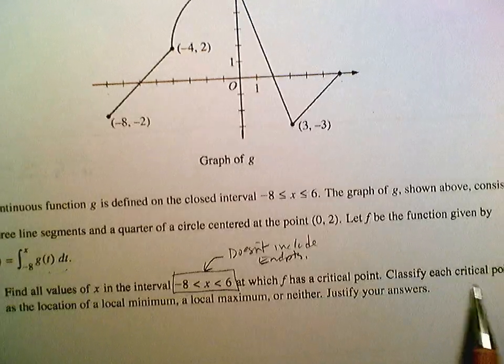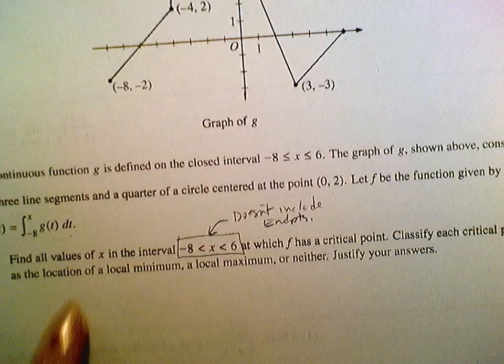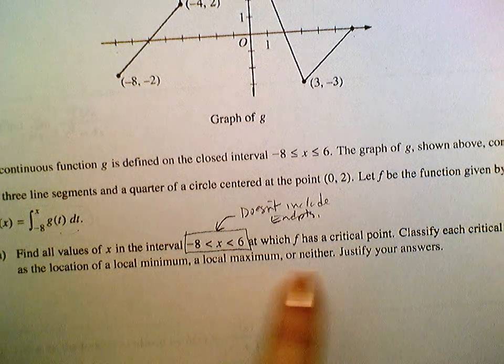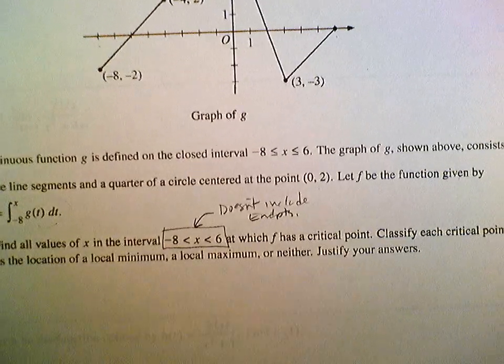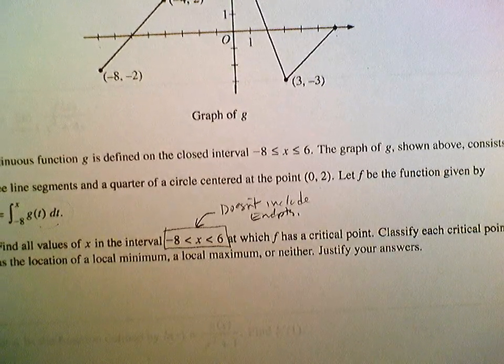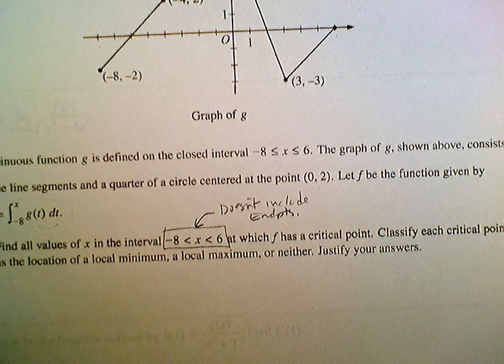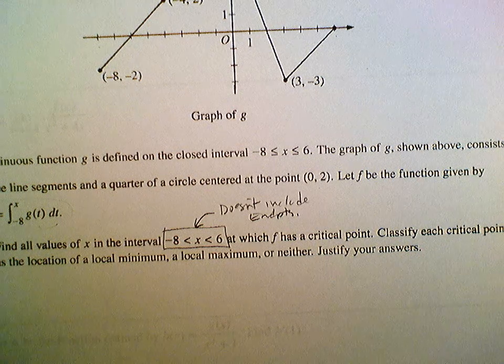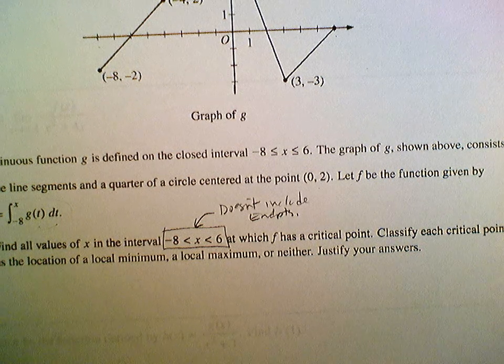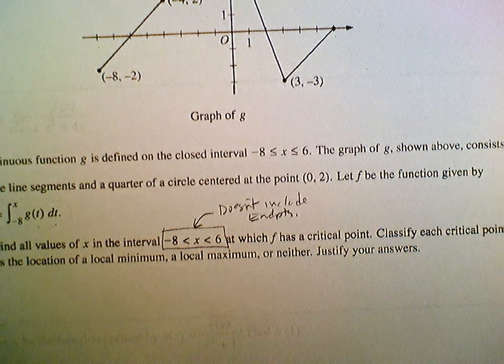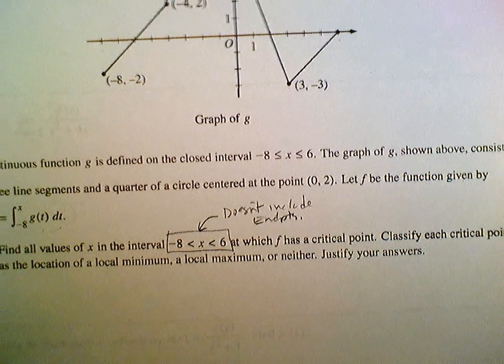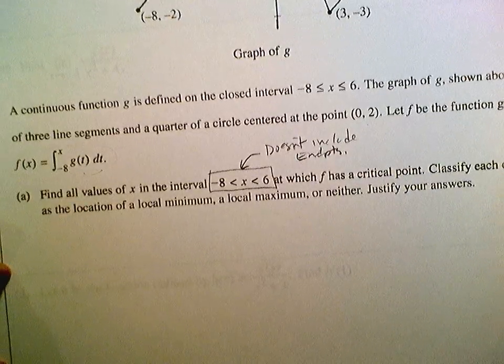Then we're going to classify each critical point as the location of a local minimum, a local maximum, or neither, and then we're going to justify our answers. When you were taking Regents classes, they would say justify means use math, explain means you use words, but for AP Calc, they both mean to use words. Which might be confusing.